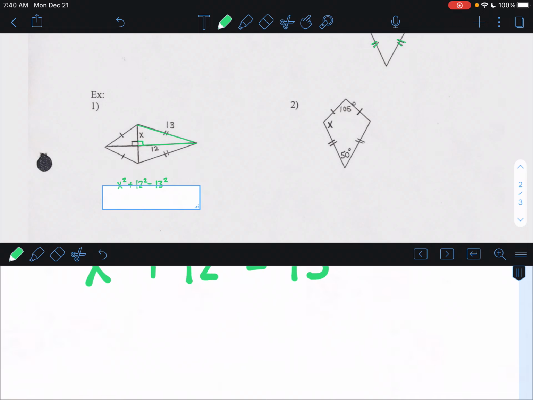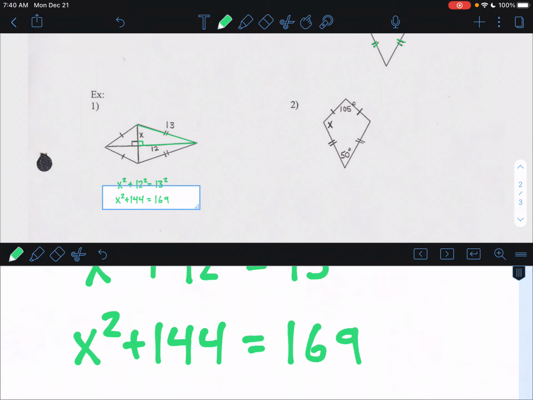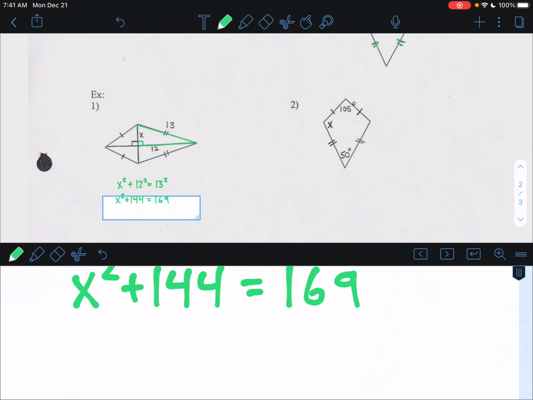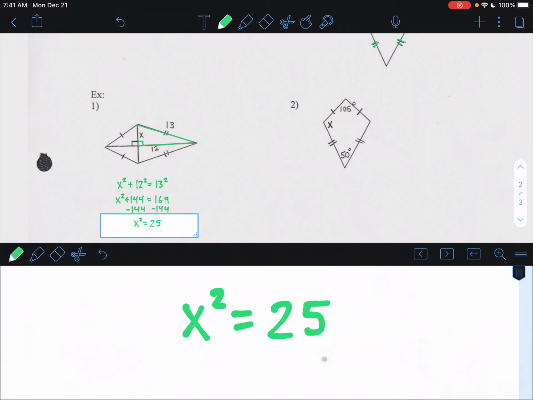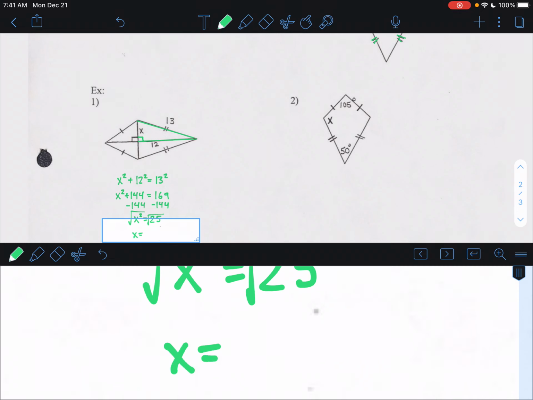Let's see, 12 squared is 144, so I have x squared plus 144 equals, and 13 squared is 169. I'll subtract 144 from both sides. Then I have x squared equals 25. And then I'm going to take the square root of both sides to get x equals 5.